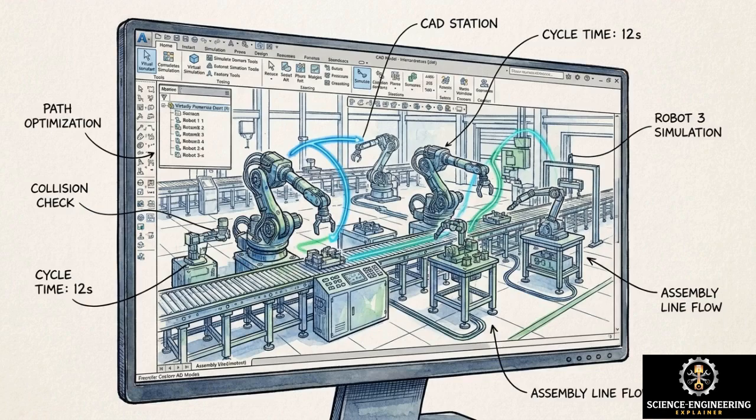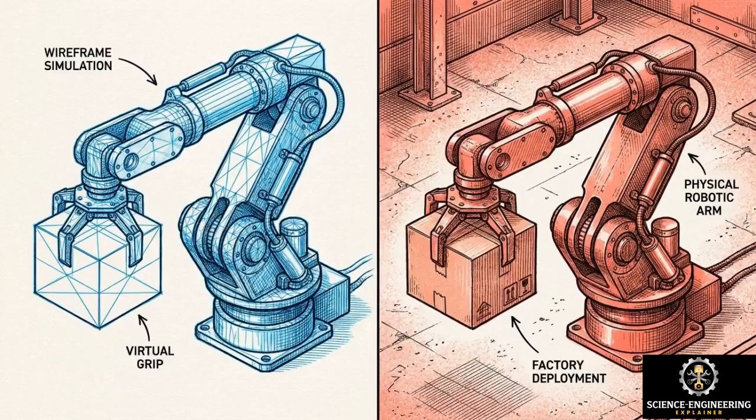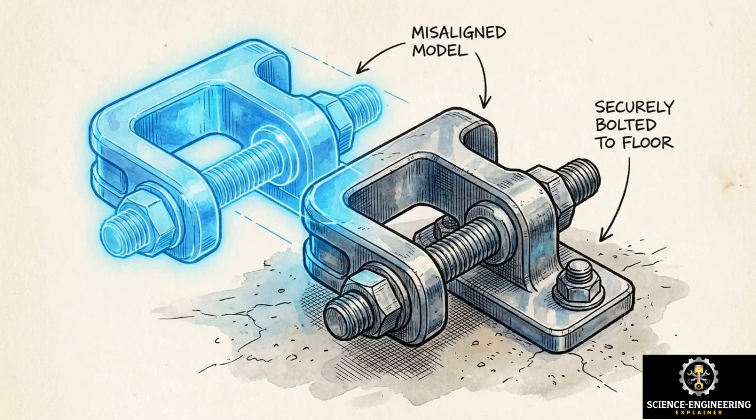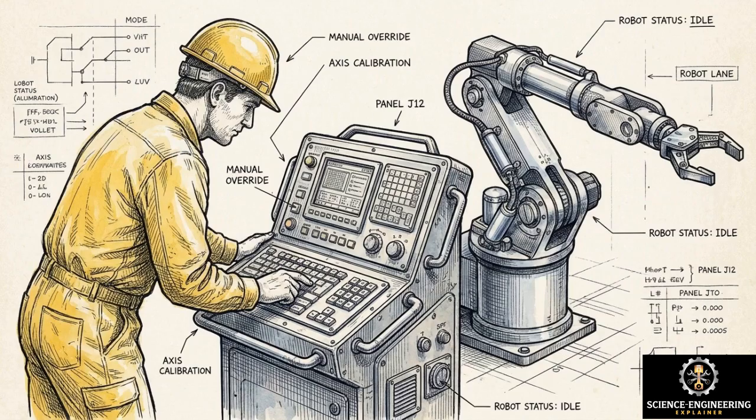To avoid halting production, factories use offline CAD simulation software. Engineers can map out the next task, calculate the paths, and write the code entirely in a virtual environment, while the physical robot keeps working. But virtual perfection rarely matches physical reality. Minor sensor noise or tiny deviations in how a clamp is bolted to the floor create a sim-to-real gap. The offline code always requires manual tweaking once it reaches the factory floor.